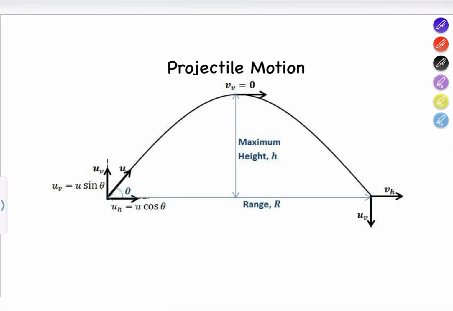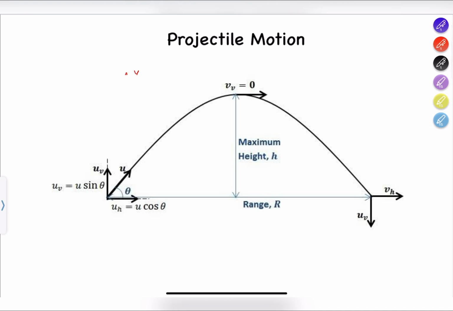Okay everyone, so let's discuss projectile motion. Projectile motion is a two-dimensional motion along the x and y axes. The particle is moving along the x and y axes simultaneously. This is the path that the projectile will follow, for a particle of mass m with gravity acting downward. Okay, so this is projectile motion.